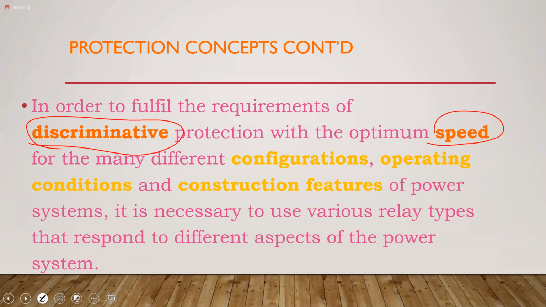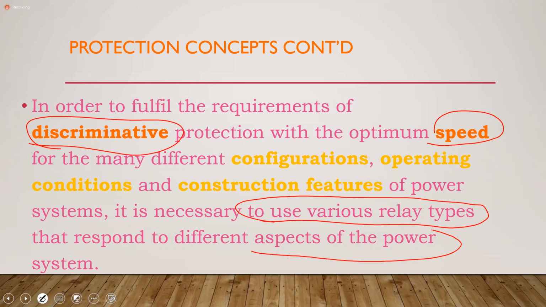Now, to achieve these objectives, it's going to be dependent on the configuration, the operating conditions, and the construction features of your power systems. Yes, it's going to be critical that in achieving this fast discrimination, we look at relays, different types of relays, which will respond to different aspects of the power system.